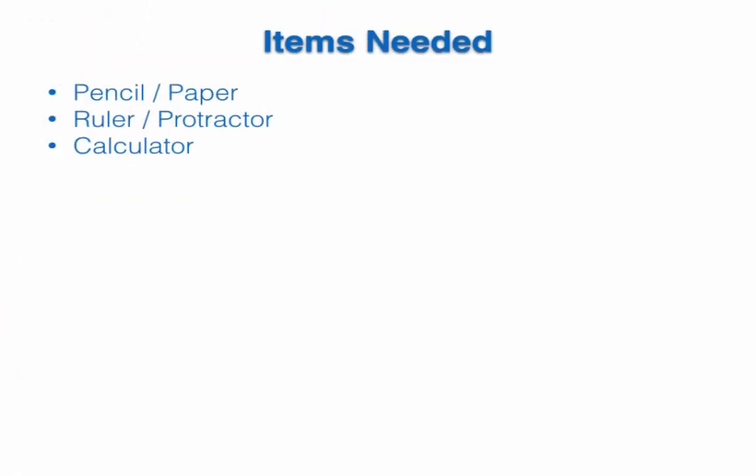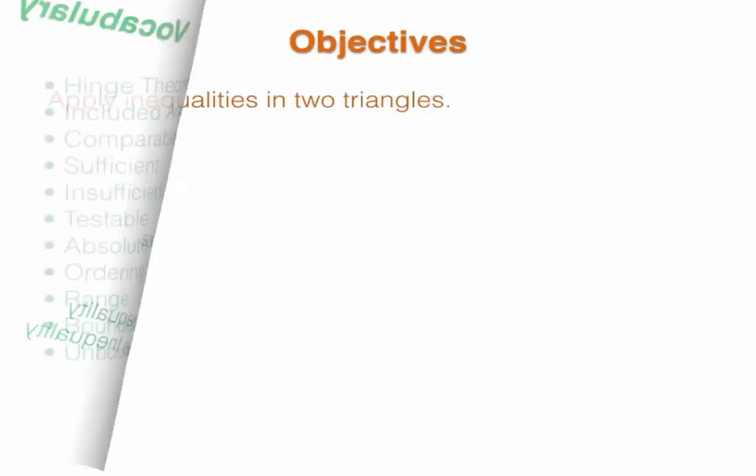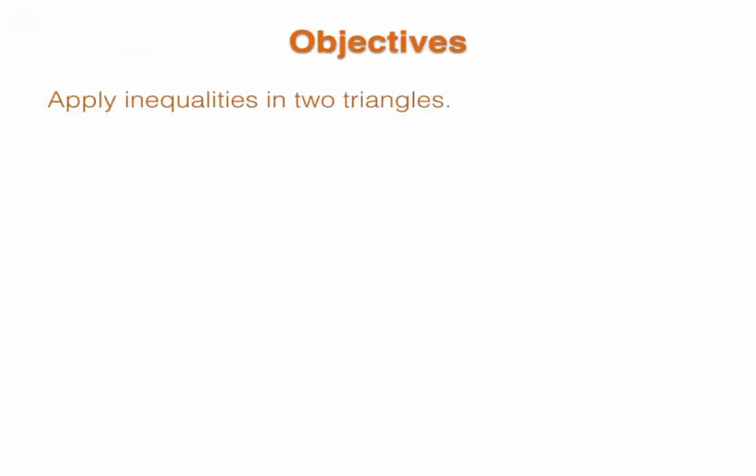The items we need in this lesson: good old pencil and paper, ruler, protractor, and a calculator. Vocabulary terms: hinge theorem, included angle, comparable, sufficient, insufficient, testable, absolute value, ordering, range, bounded inequality, unbounded inequality. Our objective is simple: to apply inequalities in two triangles.